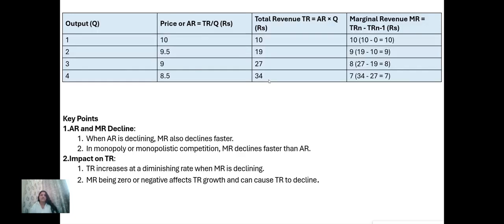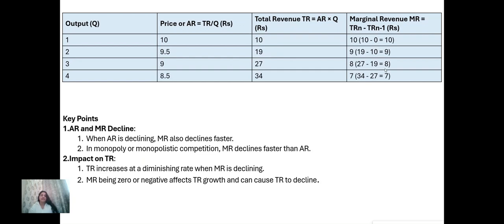Here is another table, where I take output, price, total revenue, and marginal revenue. Here you can see 10, 9.5, 9, 8.5. You can see that when price changes, TR also changes and marginal revenue also changes. Here you can see AR and MR decline, and in a monopoly or monopolistic competition, MR declines faster than AR.